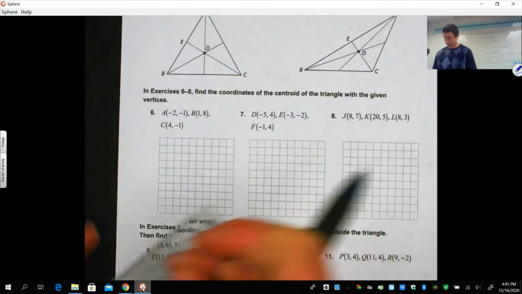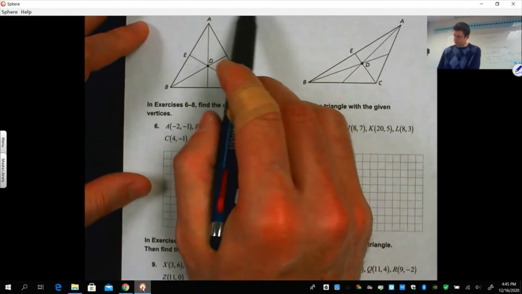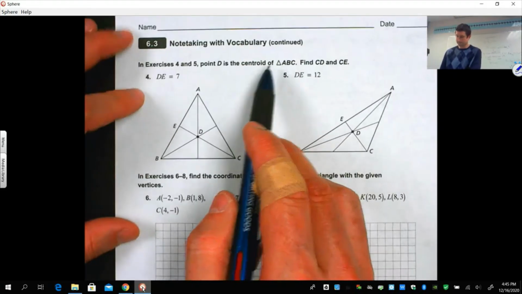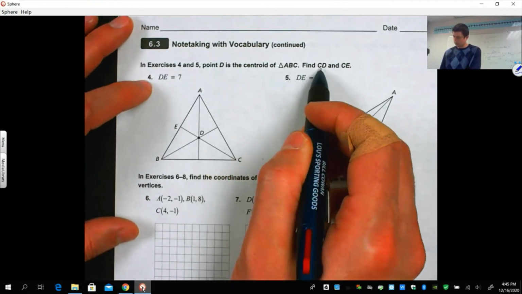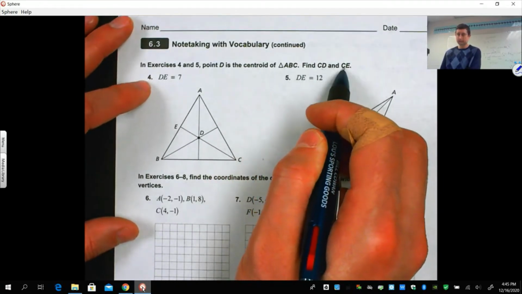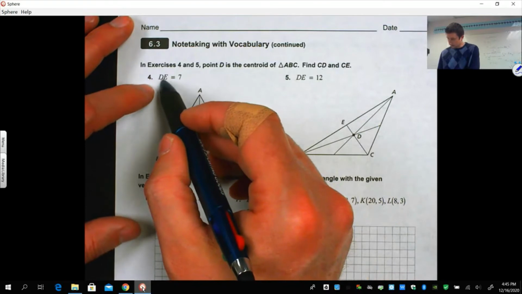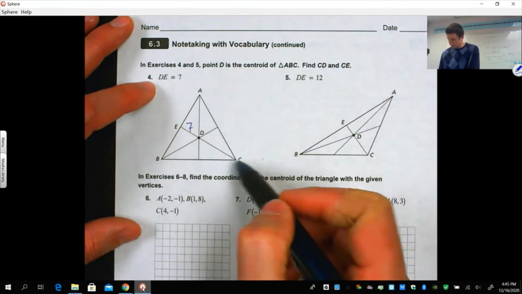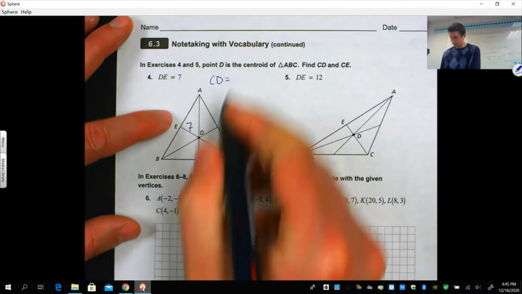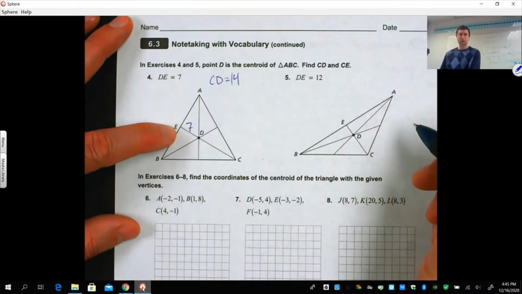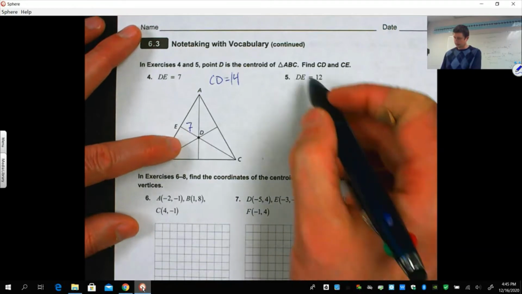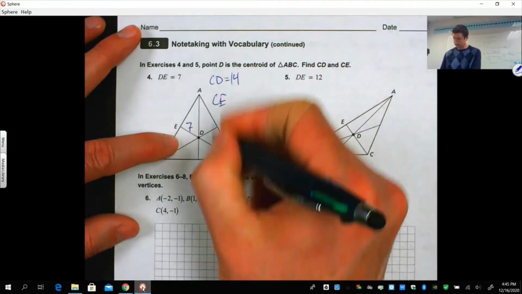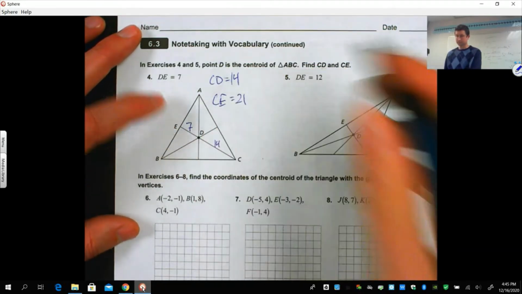My handy dandy ruler. Okay, we have another centroid. Think of the 1/3, 2/3 rule. Page 178. They want CD and CE. So DE is 7. So they're telling us this is 7. They want CD, where CD is alongside, so that has to be 14. It has to be twice the length. And then CE, this is 14. That has to be 21.